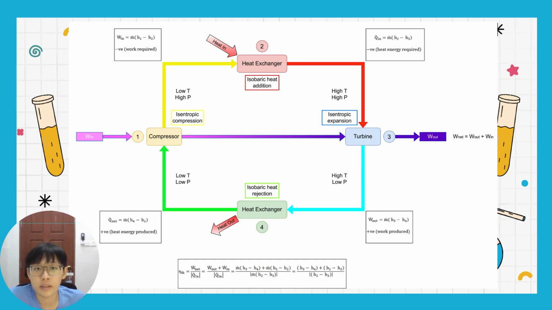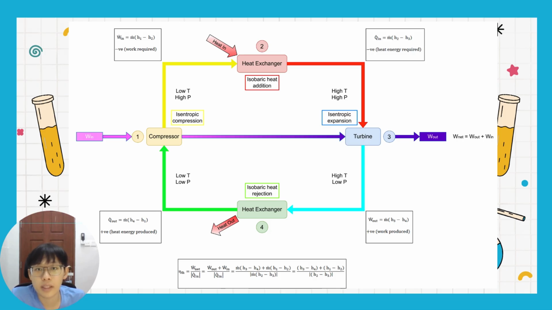So the formula in this cycle is, the first one is the work in, because the compressor requires work to function. So the work in will be negative because it is the work required in this cycle. And the work out will be positive because it is the work produced by the cycle. So the net work will be work out plus work in.